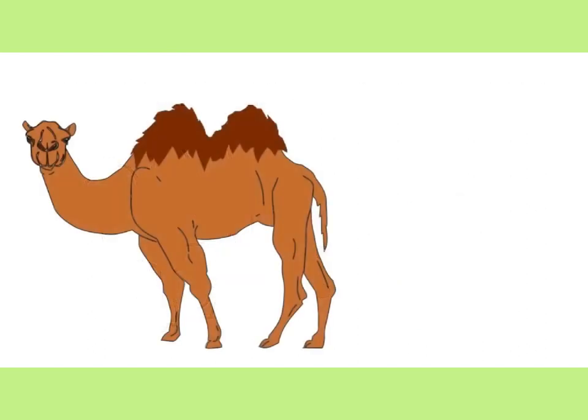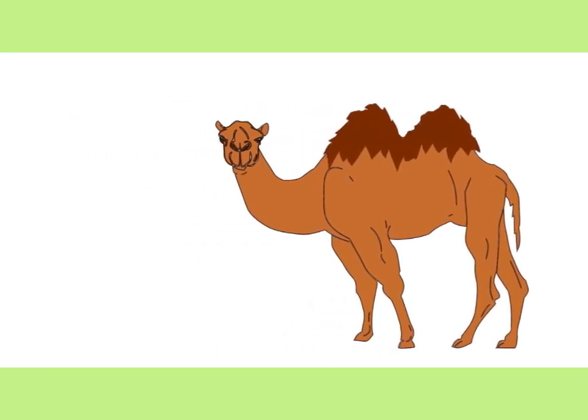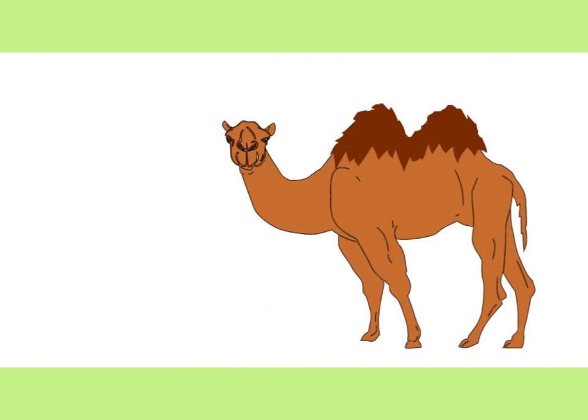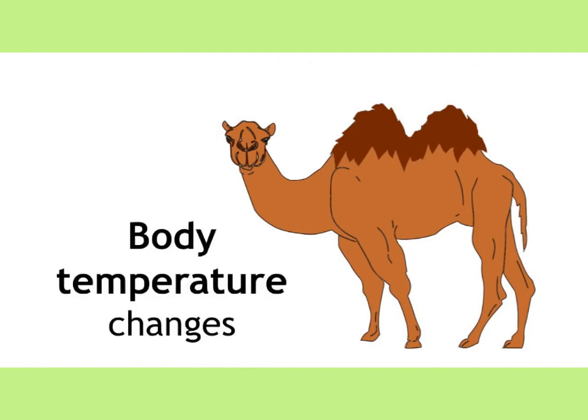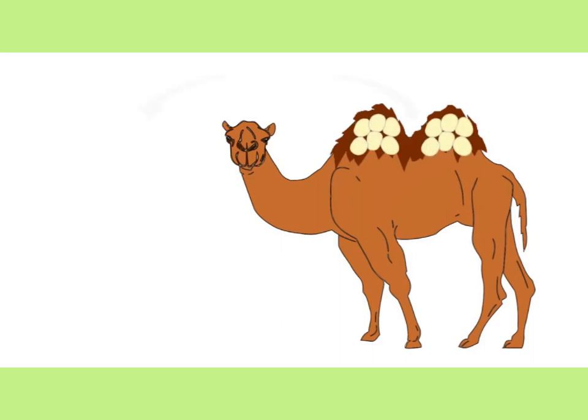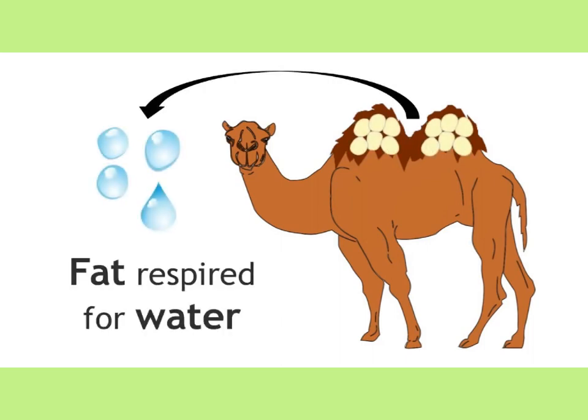It's actually a myth that camels can store water in their humps, but they can go for a very long time without drinking water, and they can drink up to 46 litres in one session. They lose very little water through perspiration because their body temperature changes throughout the day, so there is no need to perspire. They also lose very little through urination because their kidneys concentrate urine. Their hump is actually a fat store, which can be respired to release water, and this allows them to go a long time without food, which is scarce.